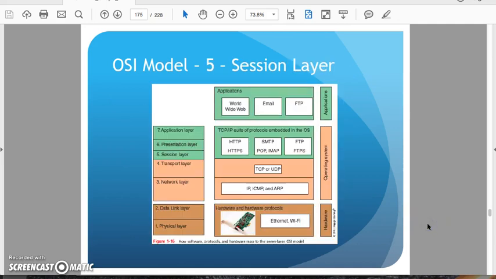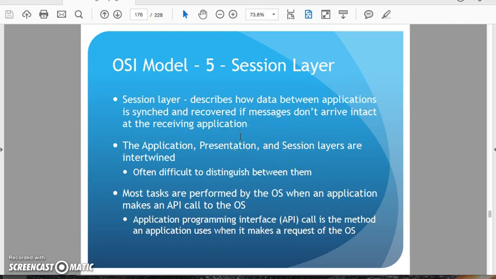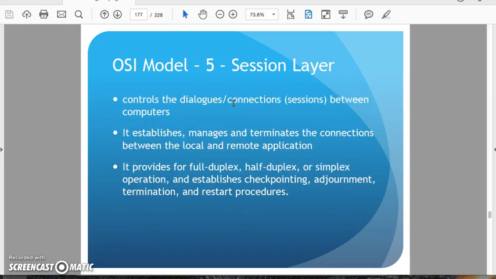All right, session layer. This is a little tougher to wrap your head around. If I'm going to send a message, I have to get things synced up and maintain that communication session, so that if anything gets disconnected or whatever, we can reconnect and finish our communication session. So this is how data applications are synced and recovered to make sure everything gets there. That's the job of our session layer. So this is the one that's controlling this dialogue connection between the computers, establishing, managing, and terminating the connections between me and the other computer.